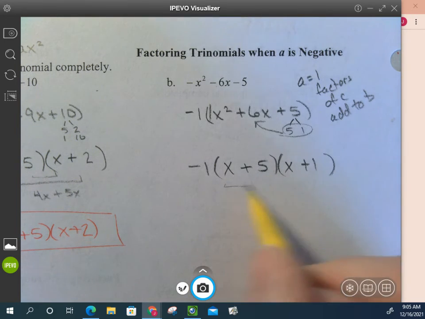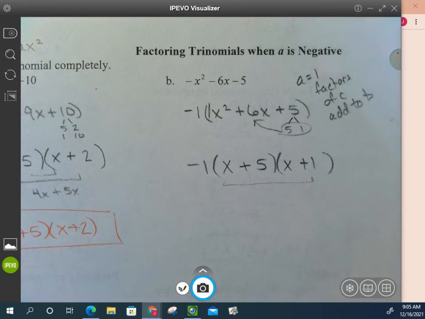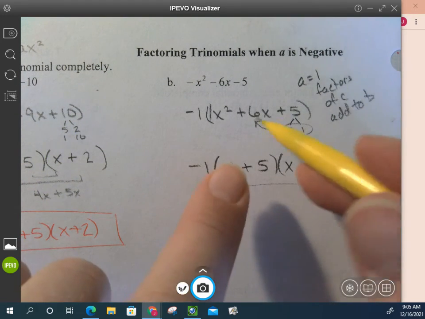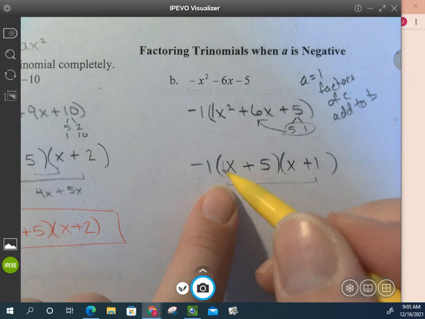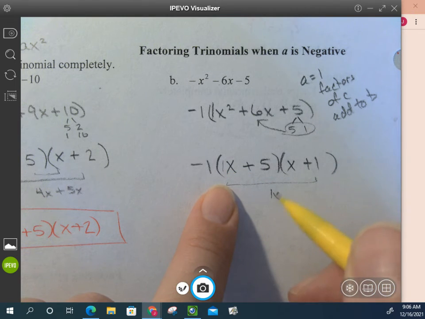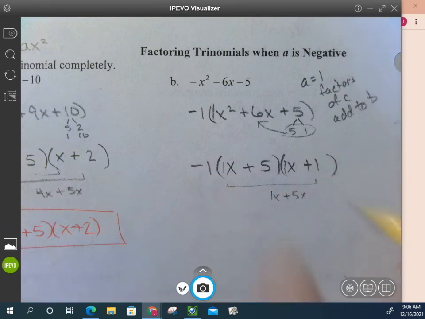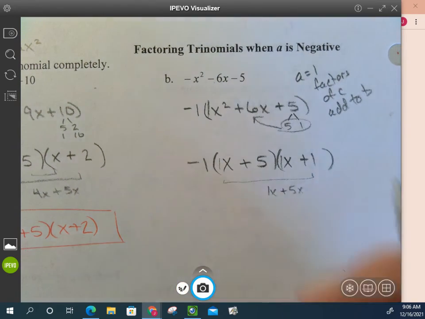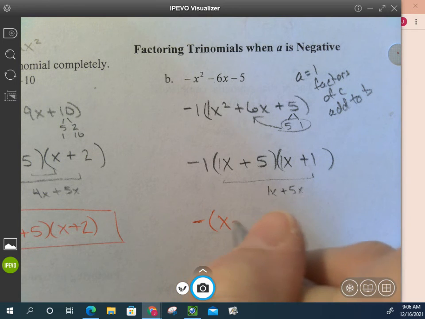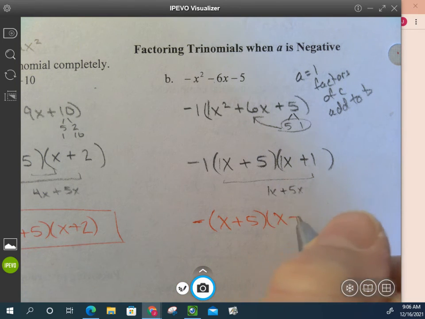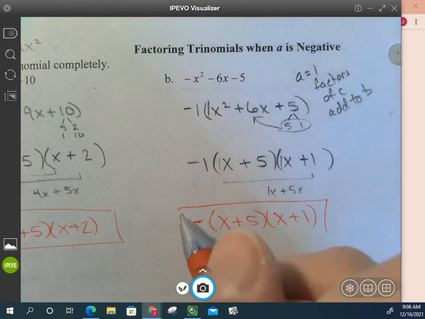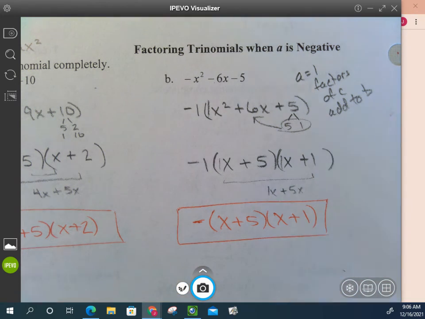Now just double check yourself, and this is the big difference, and I'm hoping it comes full circle. Why do the 5 and 1 multiply but add to 6? Because when I multiply the outside, it's 1 times 1, there's 1x, and it's 5 times 1, there's 5x. So by having an a value of 1, it doesn't change the factors when I do the outside and inside. So my final answer would look like a negative, and then x plus 5, x plus 1. If you would not take out that negative in the beginning, it is much harder to factor, and you have to think more.